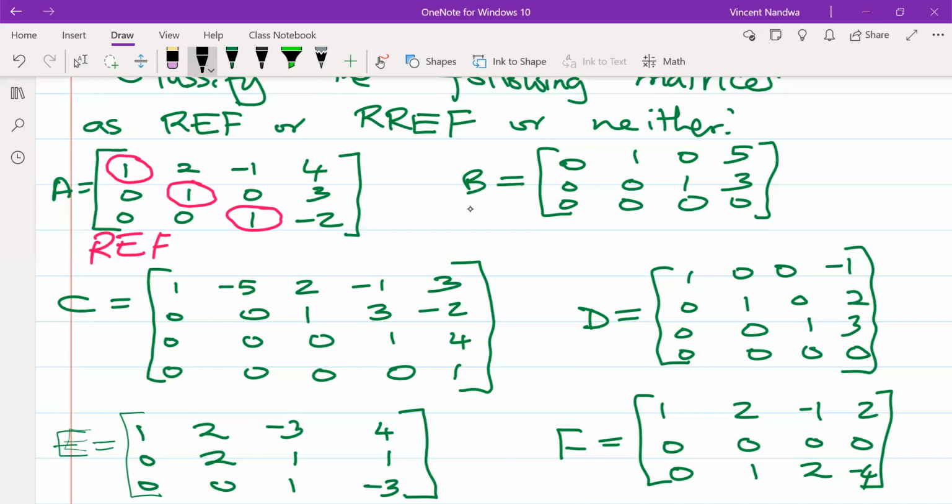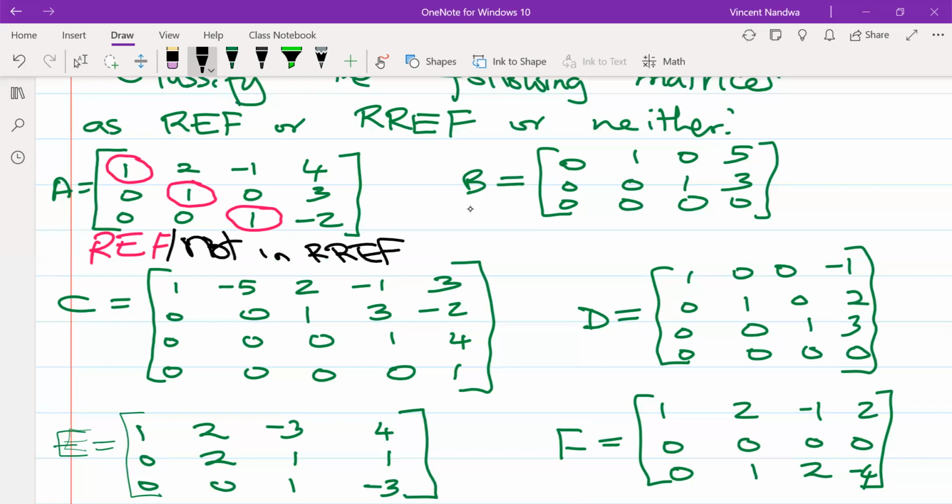But when you go to row two, is the leading one the only non-zero element in that column? No, there are two. And when you go to this other leading one, is it the only non-zero element in that column? Yes or no? No, there's a negative one. So this matrix is not in reduced row echelon form.